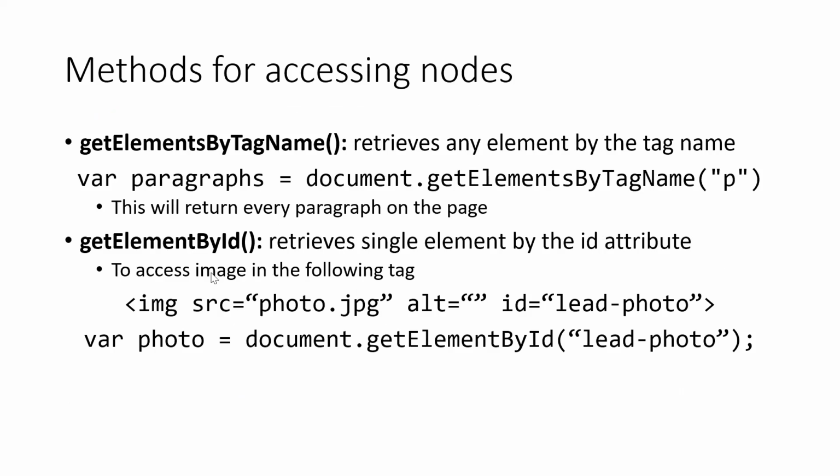Then you can get elements by the tag name. For example, within the document, you can get elements by tag name P, which retrieves any element by the tag name. So whenever you have paragraphs, you can put it into this parameter, and in this way you access all the paragraphs on the page. Then you can get element by ID, which we already know. If you have an ID like lead photo, you can say document dot get element by ID lead photo, so you can access that particular element. So these are the methods for accessing nodes.